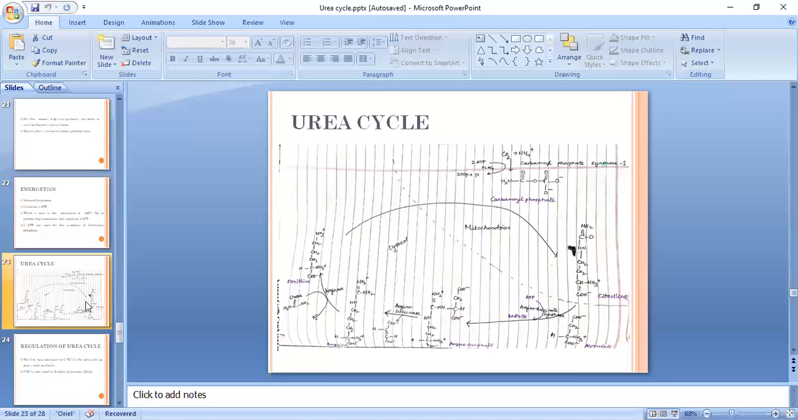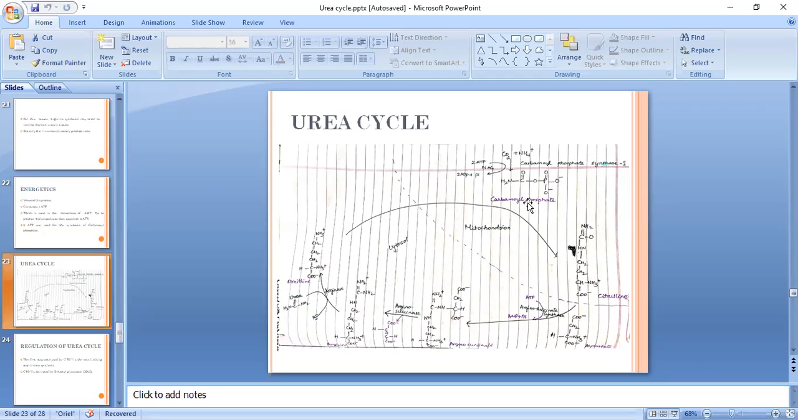This is how the urea cycle is. You can see here carbon dioxide and ammonia in the presence of carbamyl phosphate synthase, which is nothing but CPS1. It requires N-acetyl glutamate, NAG, for its activity. So here ATP is converted into ADP. So the first step is synthesis of carbamyl phosphate. So this is the first step. And the second step is formation of citrulline.